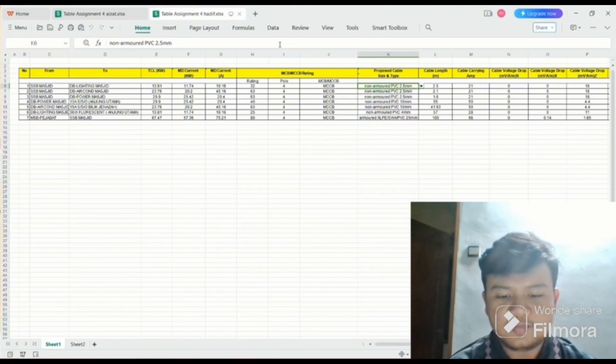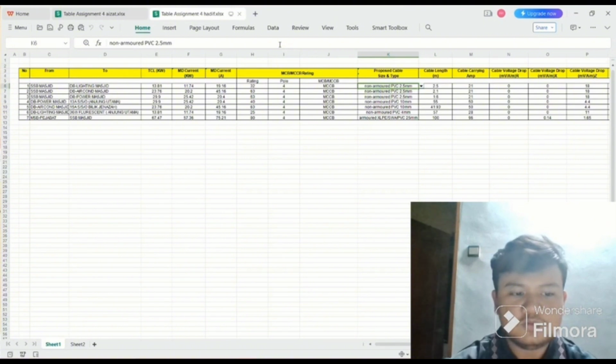Next is XLPE insulated PVC sheathed cable. The application is for power distribution. It is used extensively in medium and low voltage power distribution systems in residential, commercial and industrial settings. For underground and outdoor installations, it is also suitable for underground cable installation and outdoor use where environmental protection is critical. It is also used for construction. It is employed in building construction for power supply, lighting and general wiring needs.